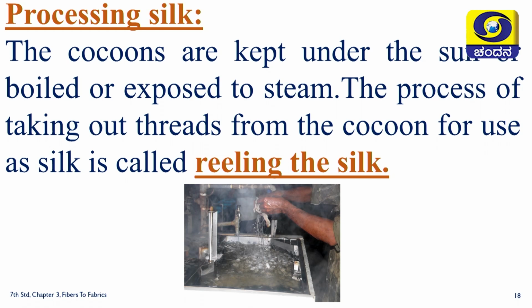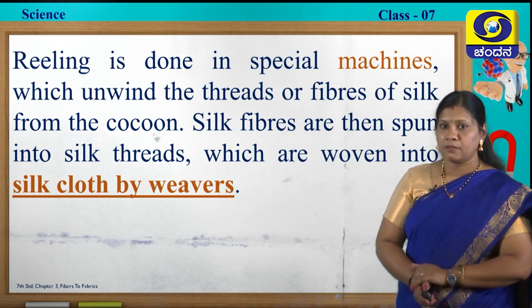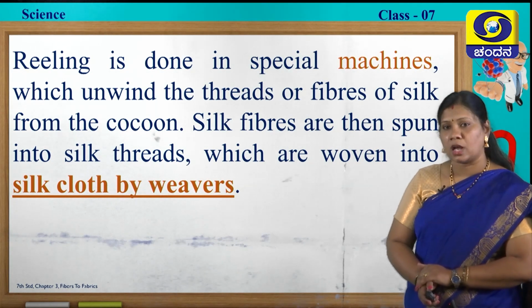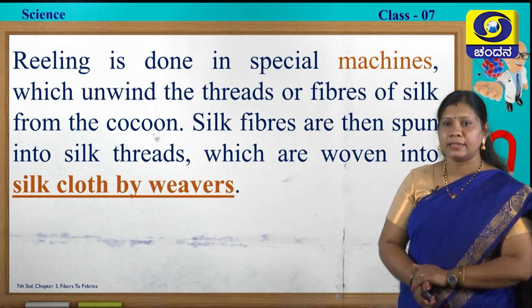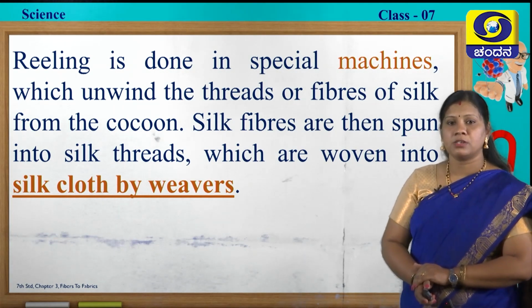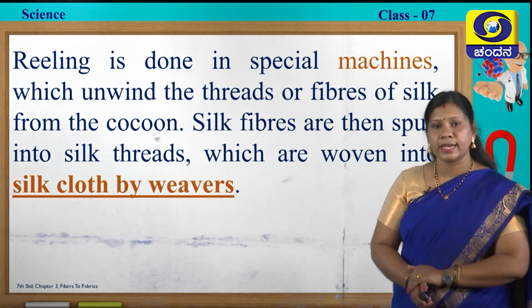The process of taking out threads, that is silk threads, from the cocoon for use as silk is called reeling the silk. Reeling is done in special machines which unwind the threads or fibers of silk from the cocoon. Silk fibers are then spun into silk threads which are woven into silk cloth by weavers. You got this point, students?